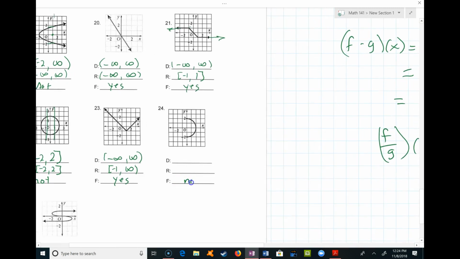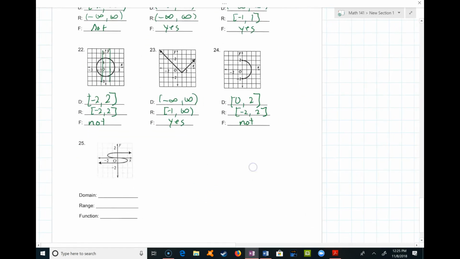This is still not a function. It's like that one, only it's just half of it. The domain is going to go from 0 to 2, and the range will go from -2 to 2.